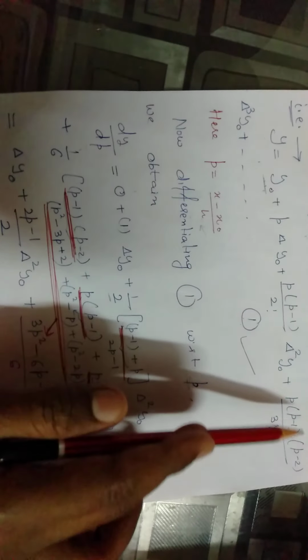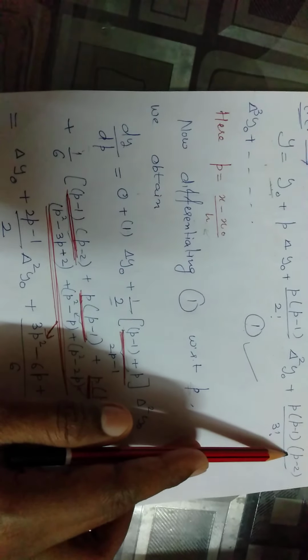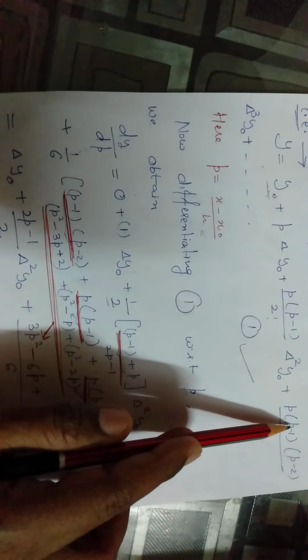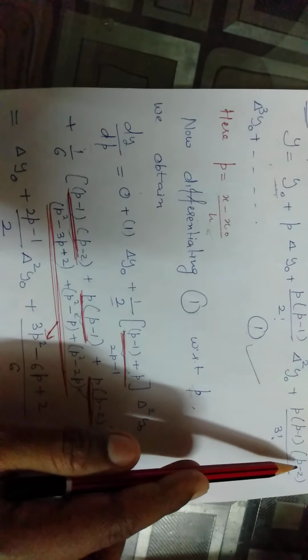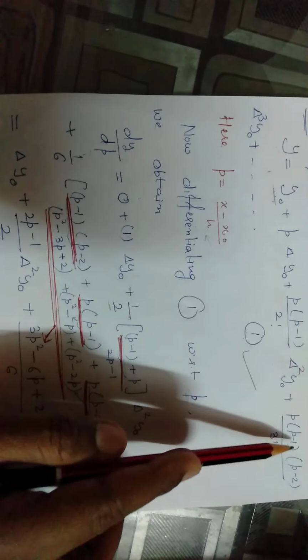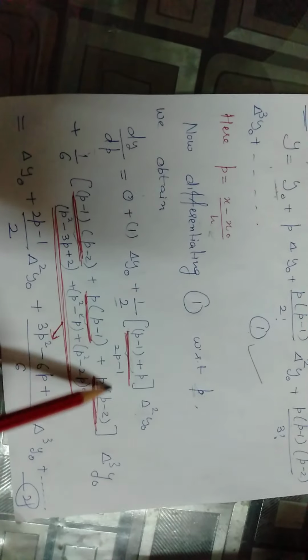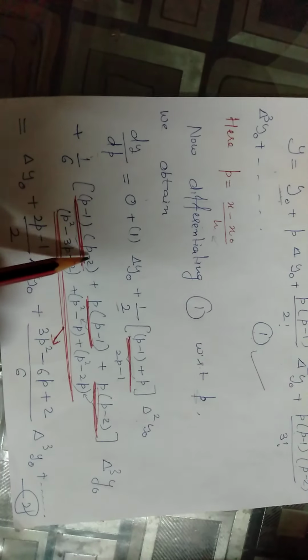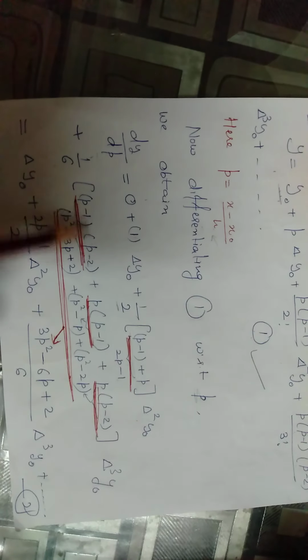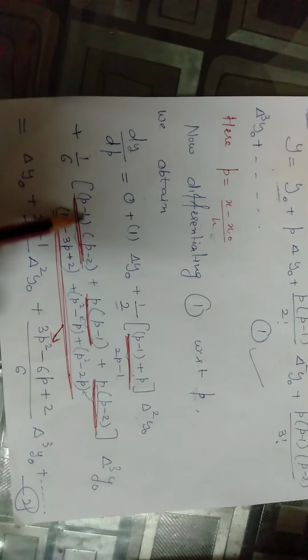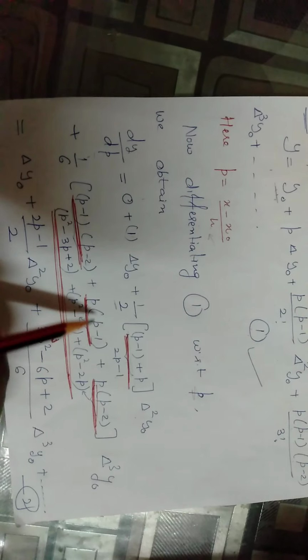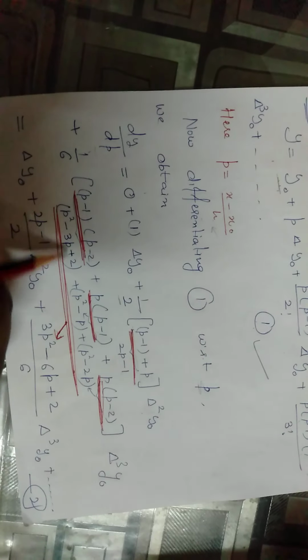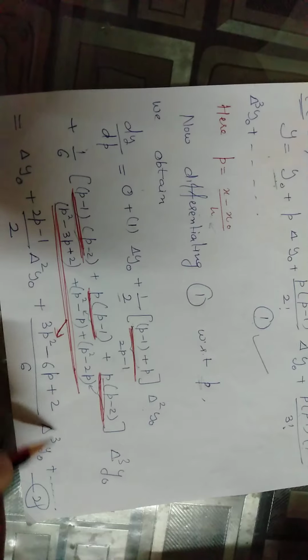Similarly we can differentiate this. It is 1 by 6, derivative of p is 1 into the product of two other factors using the product rule of derivatives. Then derivative of p minus 1 will be 1, product of rest of two factors. Derivative of p minus 2 is 1, the product of rest of two factors, into the factor del cube y naught. Now we will solve the product of these factors. This product will come out to be p square minus p minus 2p plus 2. Similarly, the product of these factors, now we can equate the coefficients of p square, adding the coefficients of p and the constant. So this will become our equation.